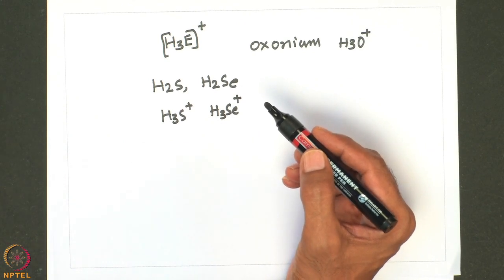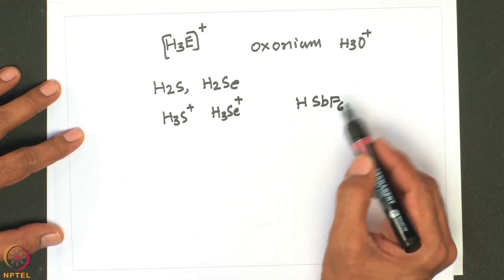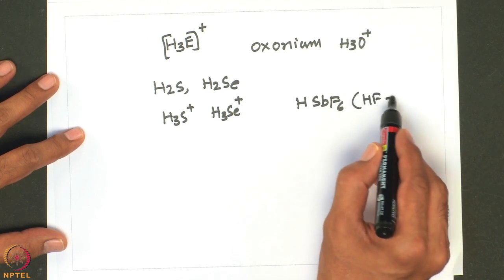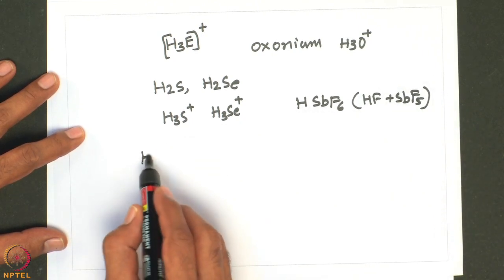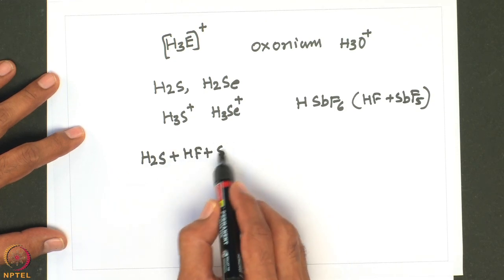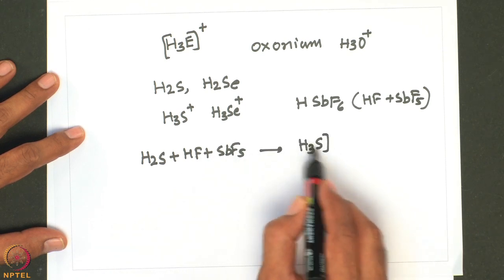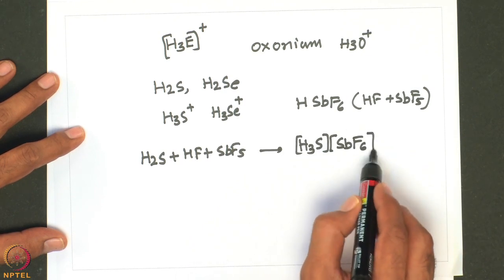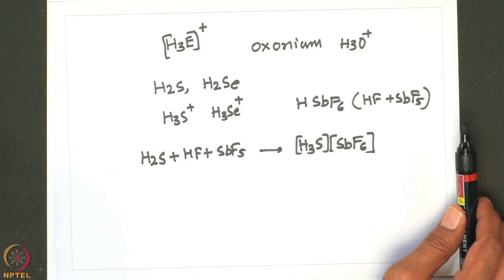But this requires very strong acids such as HSbF6. Of course, HSbF6 can be prepared by treating HF with SbF5. So, here H2S, when it is treated with HF and SbF5, forms H3S+ and SbF6-. This is how the sulfonium cation can be generated.